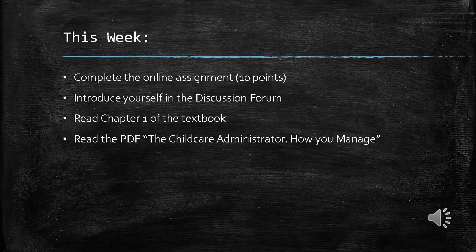So for the rest of the week, this is what you're going to be working on. You're going to be reading chapter 1 if you haven't already. You're going to read the PDF, the Child Care Administrator and How You Manage. This is going to go over the management styles and leadership styles that we've already talked about in this PowerPoint. It's going to give you a different perspective on them. It's also going to inform your weekly online assignment, which is worth 10 points. This is where you're going to reflect on who you are using Goleman's 6 leadership styles, where you want to go, and your strengths and weaknesses.